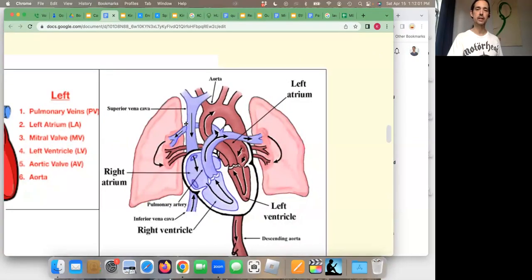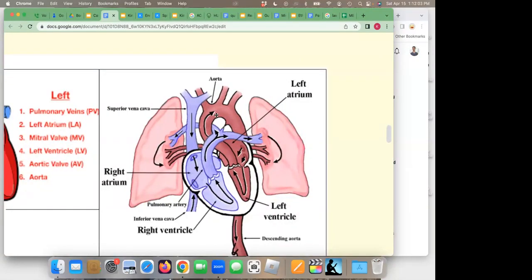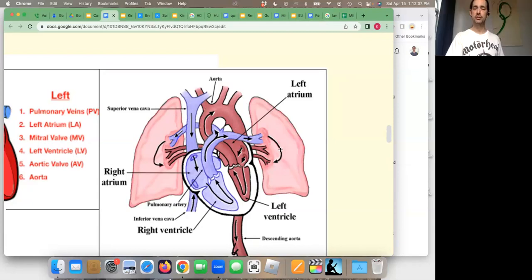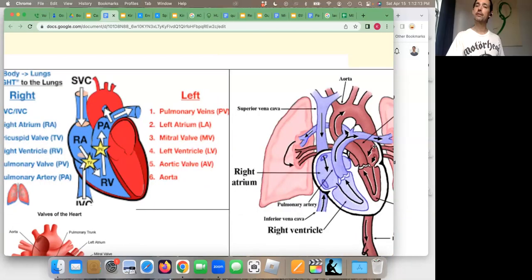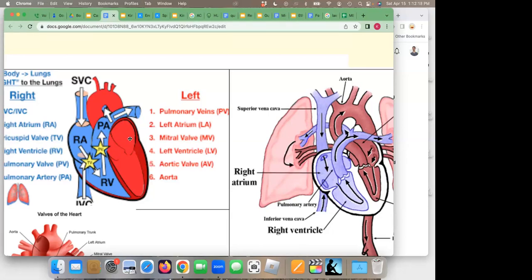Pulmonary artery into the lungs. From the lungs into the pulmonary veins. Pulmonary veins to the left atrium. Very good.